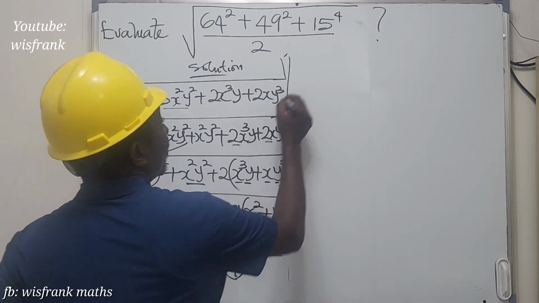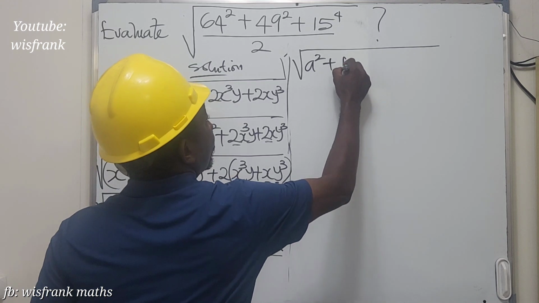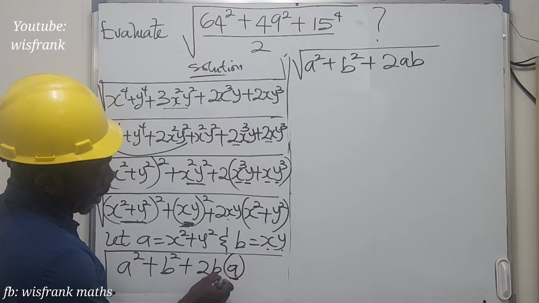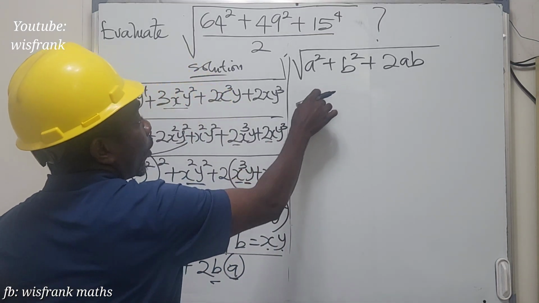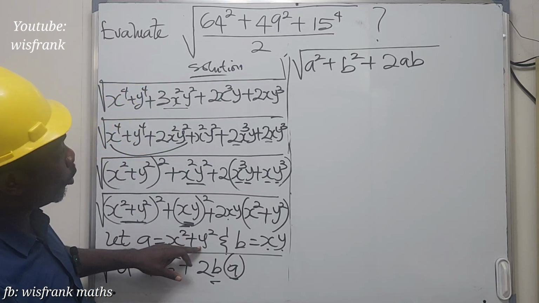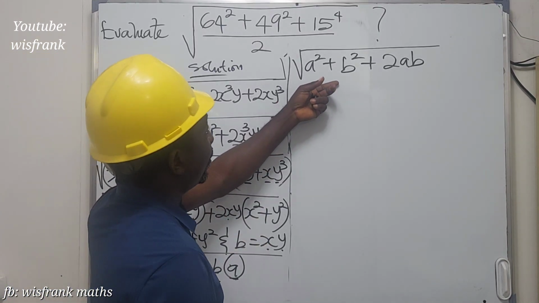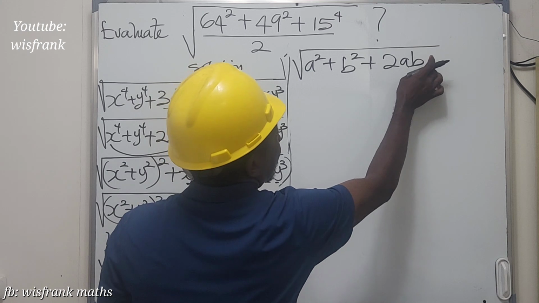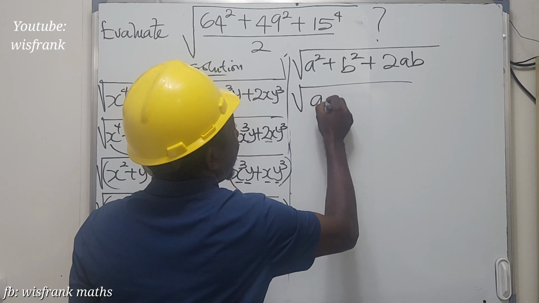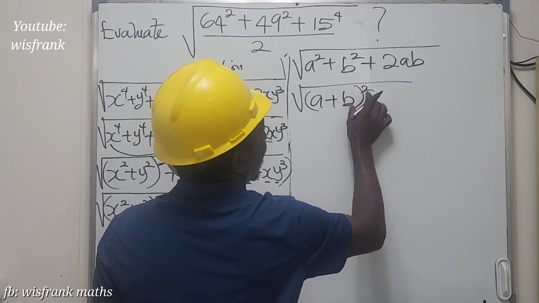So now we have here square root of a to the power of 2 plus b to the power of 2 plus 2ab. This is what we have, ab. So now, here we recall that we said our a here is x to the power of 2 plus y to the power of 2, and our b here is xy. So we are going to substitute this back to where we have this. But before we substitute that, this is in the form square root of a plus b all to the power of 2, because when we expand this, you know that it will give us this.